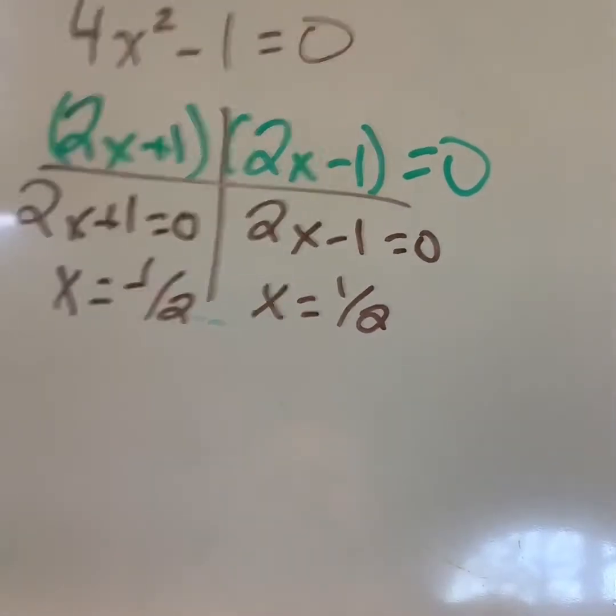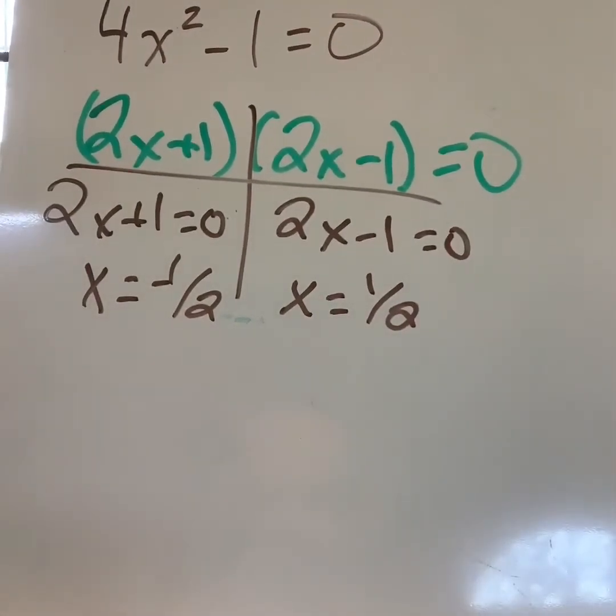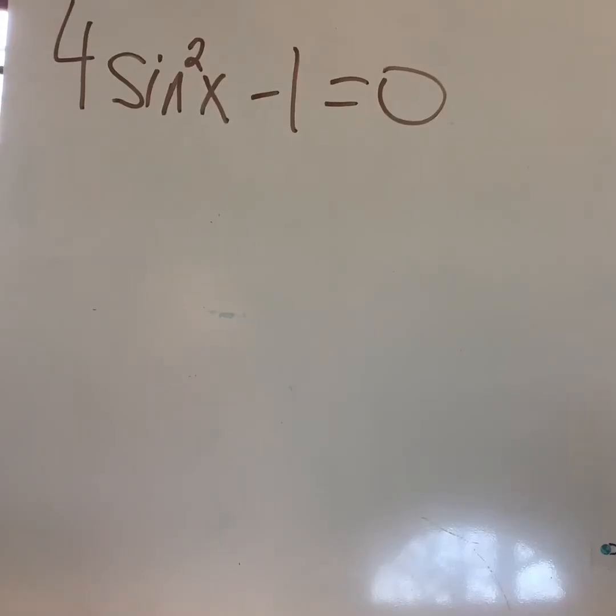So how do we turn a problem like this into a pre-calculus, or a trig equation problem? Well, what if the problem were 4 sine squared x minus 1 equals 0?